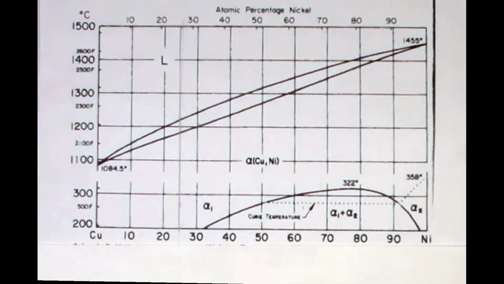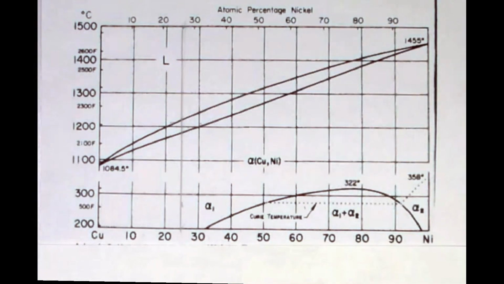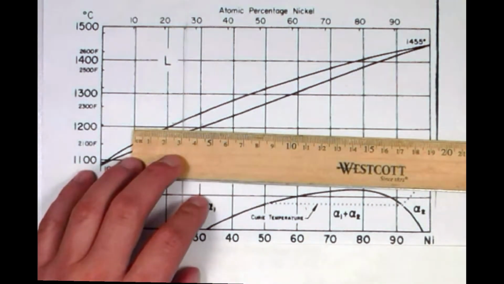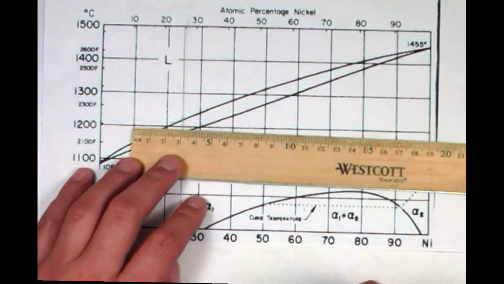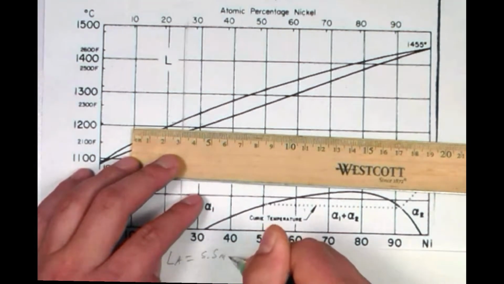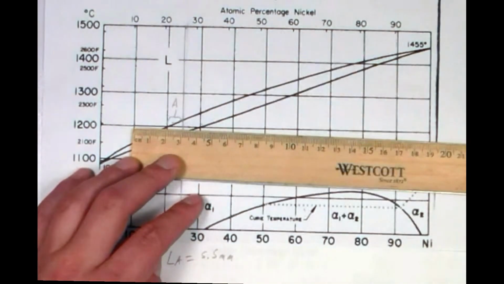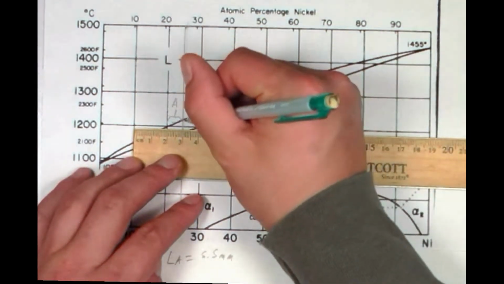We would like to consider the amount of liquid and alpha phase present at 1200 degrees C. To do this, we will measure the lengths on either side of the nominal value to the phase boundary line. Our length A is going to be 5.5 millimeters. And our length B is going to be 7 millimeters.